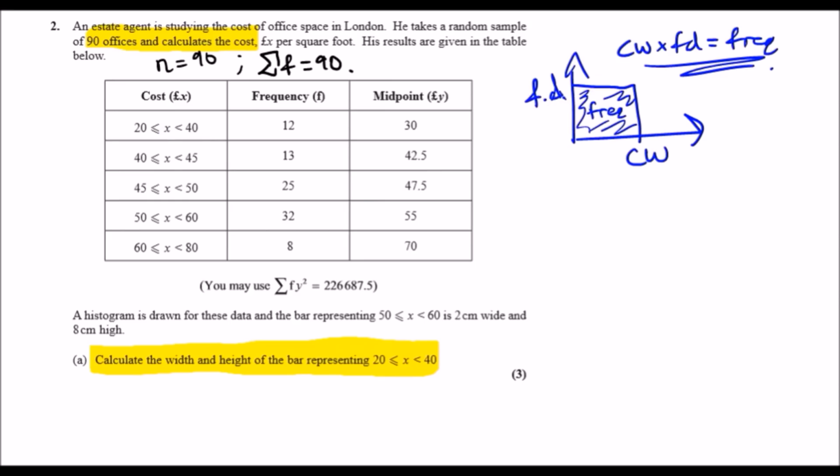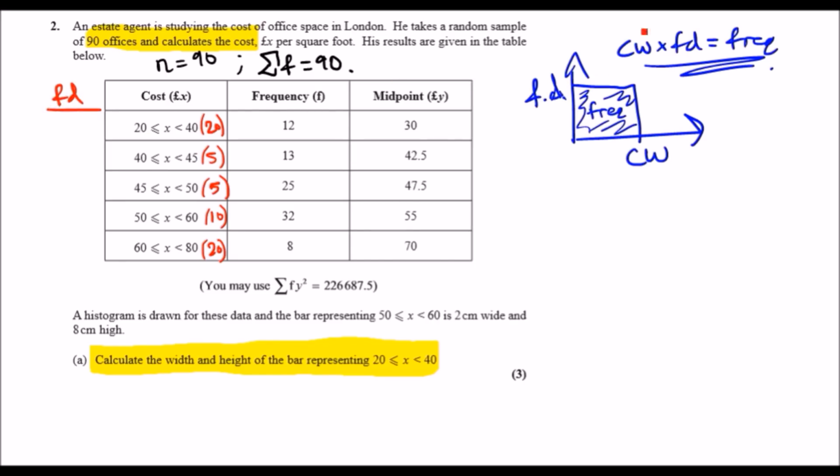Now, for example, if we look at the cost, let's go ahead and evaluate the class widths here. What do we have here? We have a class width of 20. Here we have a class width of 5. So just find the differences. Oh my god, I'm so slow. 5, 10, 5, and 20. And then we just make an extra column, we call it frequency density.